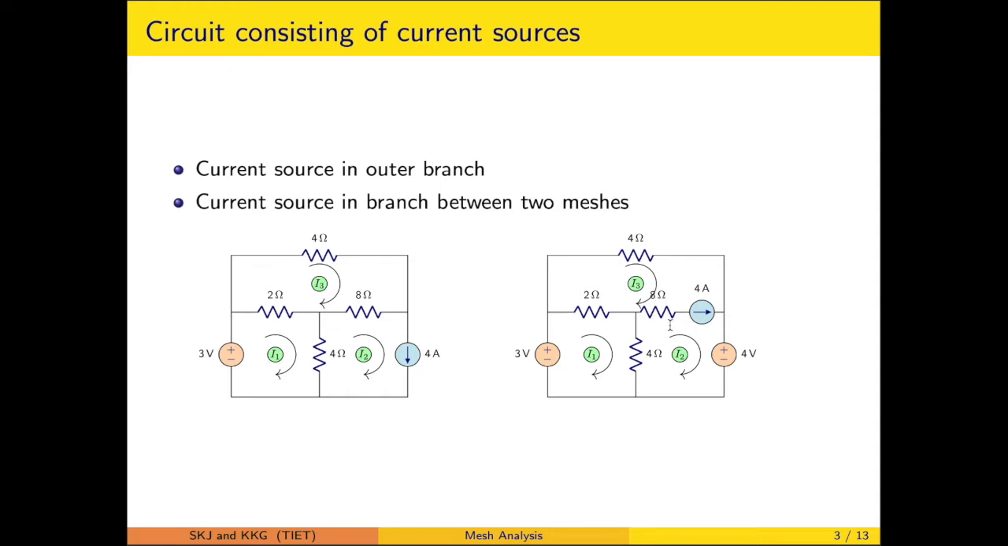So there is a presence of a current source in a branch which is common between the two meshes, or which is mutual to the two meshes. These two cases we will be analyzing, and this analysis is independent of whether these current sources are of dependent or independent nature.